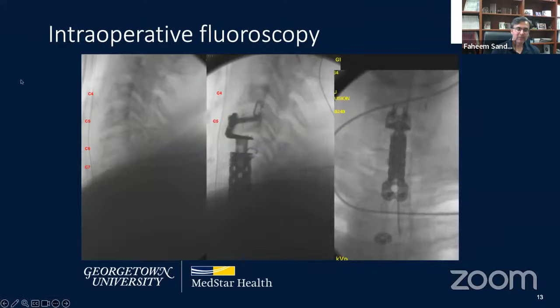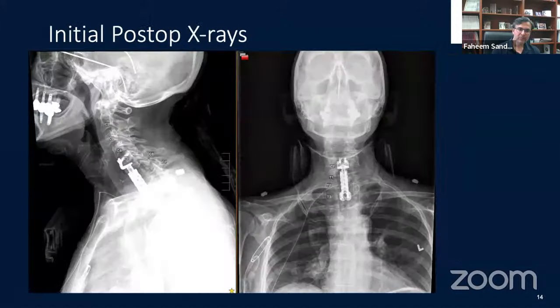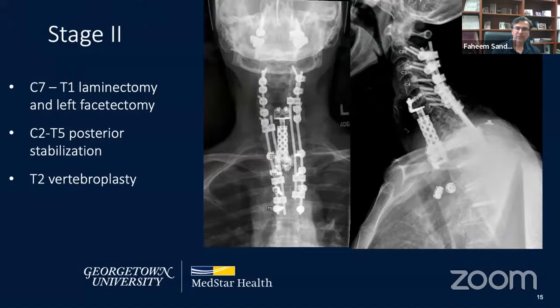But I didn't feel like we needed to take that vertebral body given the only partial involvement of the vertebral body. So you can see after the anterior decompression and reconstruction, we have reasonable lordosis and decompression, and then we stage the posterior surgery from C2 to T5. And consideration here is that we're crossing the cervico-thoracic junction.